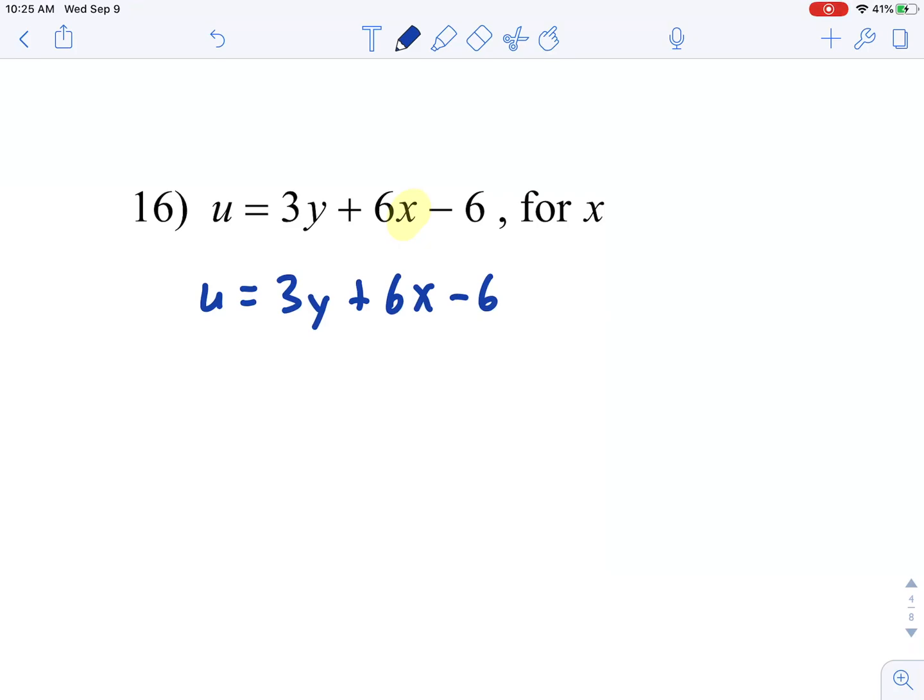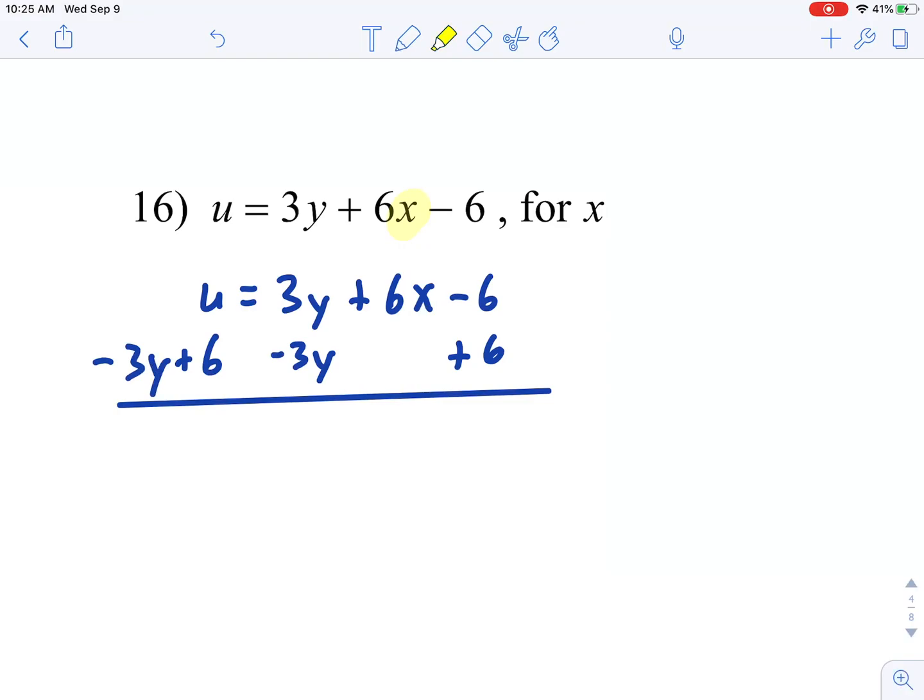So how am I going to do this? Well, I'm going to try to kill two birds with one stone. I'm going to add 6 and subtract 3y in order to isolate that x. That means I need to add 6 and minus, oops, isn't that weird? I can say one thing and write something completely different. Add 6 minus 3y. So I'm doing the same operations on both sides.